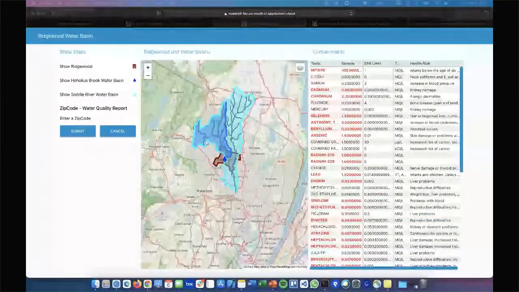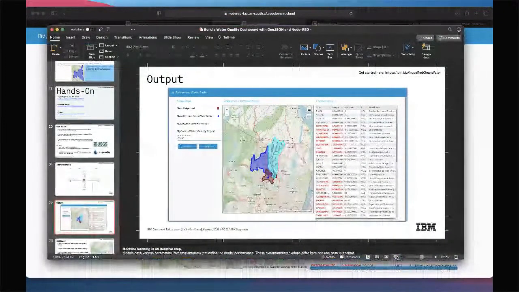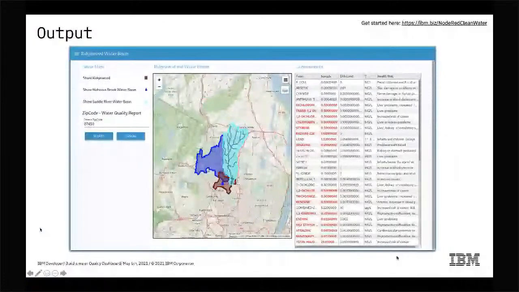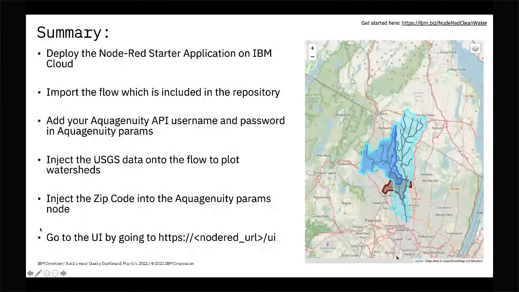So at this point, we are done with our hands-on, and let's summarize it basically. The first thing which we did was to deploy the Node-RED starter application on IBM Cloud. Once that was deployed, we imported the flow, which was included in the repository, which I gave you.